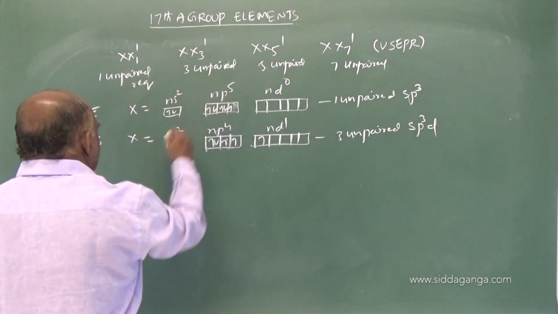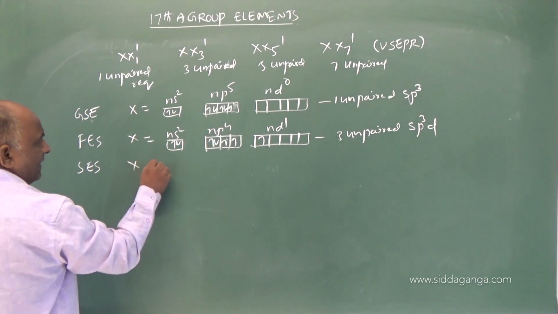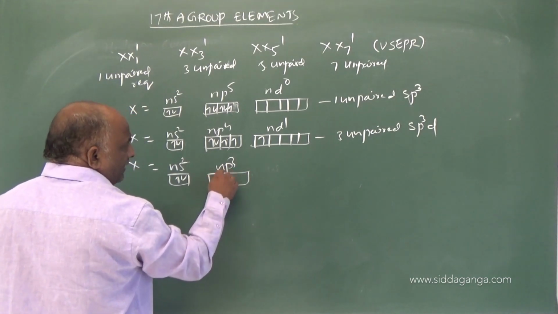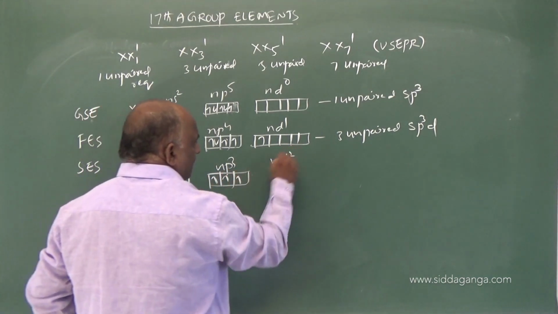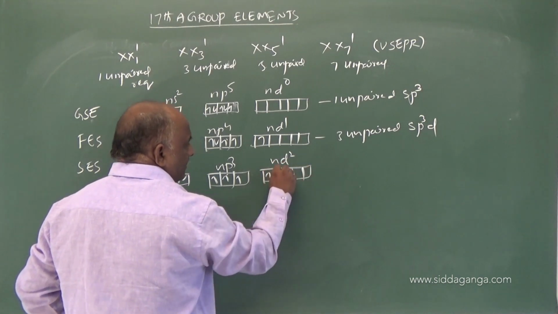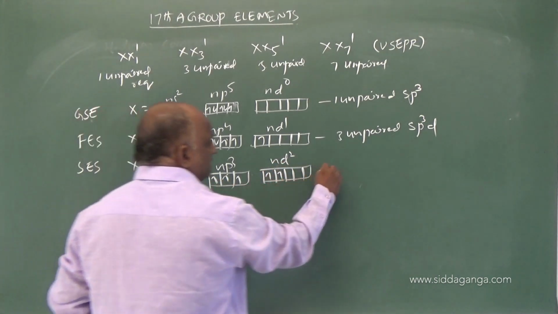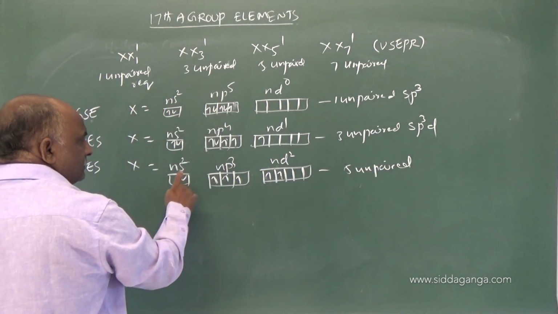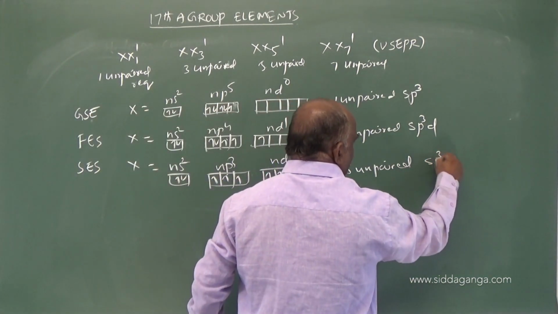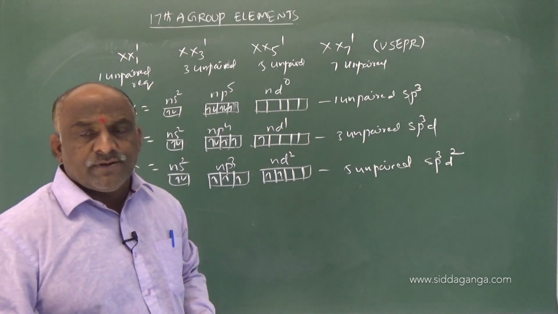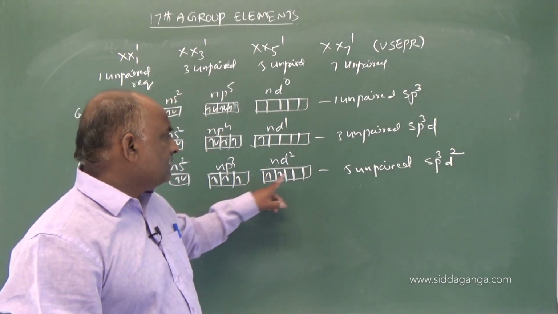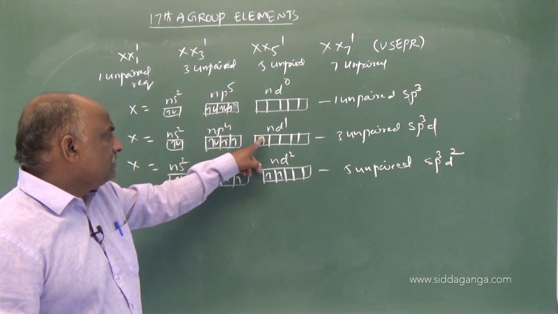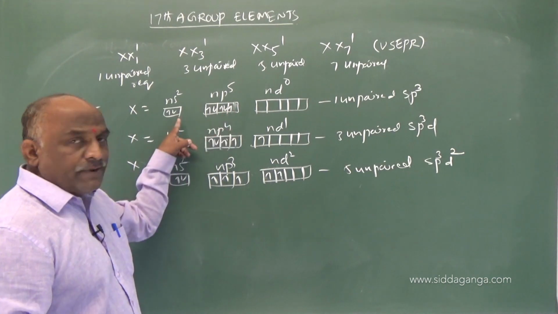So while coming to XX5, we go to the second excited state. X is ns2 np3 nd2. So total 1, 2, 3, 4, 5 unpaired electrons, 5 unpaired electrons. So how many orbitals? 1, 2, 3, 4, 5, 6, 6 orbitals. So what is the hybridization? sp3d2 hybridization. 5 unpaired electrons, 5 bond pairs, 1 pair of electrons, lone pair. Here 3 unpaired electrons, 3 bond pairs, 2 lone pairs. Here 1 bond pair, 3 lone pairs.